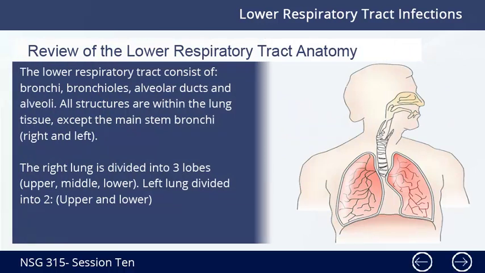Review of the lower respiratory tract anatomy. The lower respiratory tract consists of bronchi, bronchioles, alveolar ducts, and alveoli. All structures are within the lung tissue, except the main stem bronchi, right and left. The right lung is divided into 3 lobes, the upper, middle, and lower lobe. The left lung is divided into 2, the upper and lower lobe.